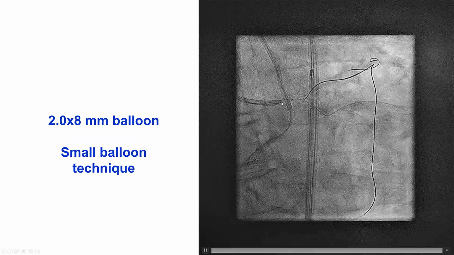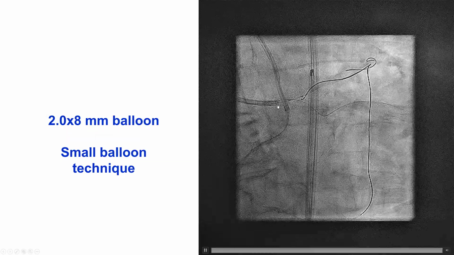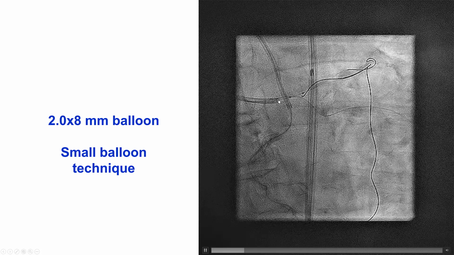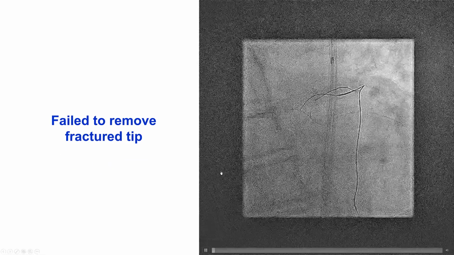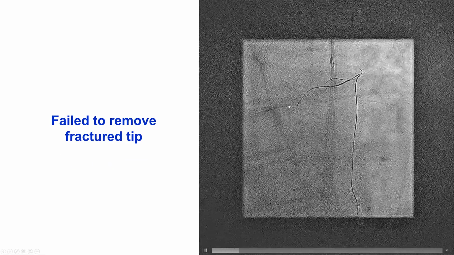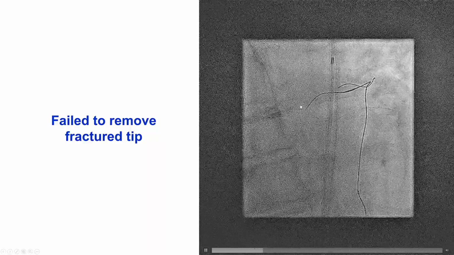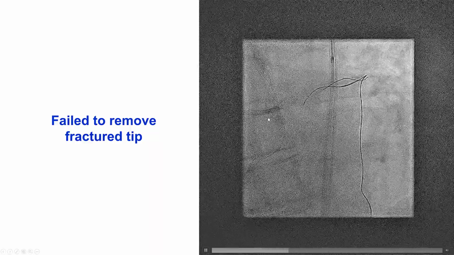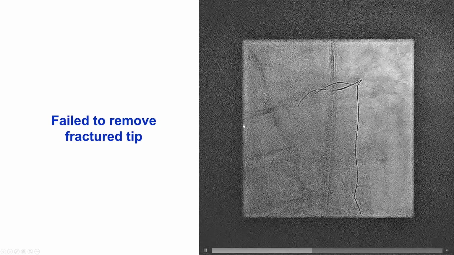So what had happened is that the tip of the guide extension had fractured and remained at the tip of the guide. We used the small balloon technique in an attempt to bring it back, but despite doing the inflation of the balloon and pulling it back, we were unable to actually bring the tip of the telescope back into the guide catheter.